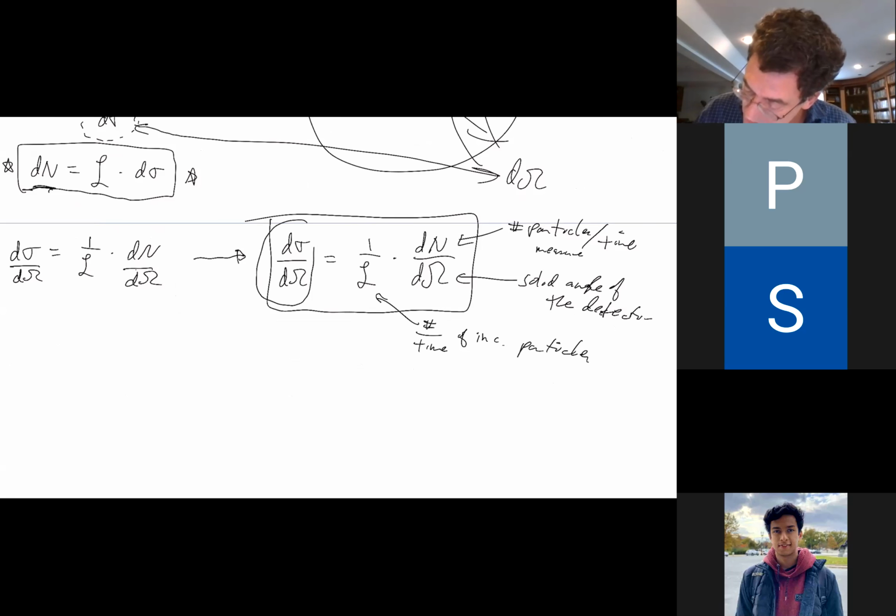From this, you can see that the differential cross-section is the most natural experimental quantity to think of. Because when you measure a scattering experiment, there are three things you have. You have the number of particles per time that come in, the luminosity. You have a detector, and you're counting the particles per time, and you know the solid angle of your detector. Those are the three main things. You put them into a ratio, and that ratio is exactly equal to the differential cross-section.